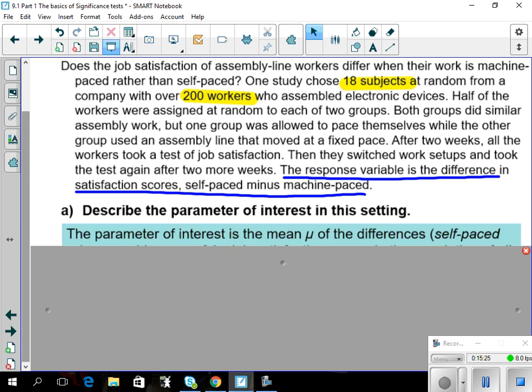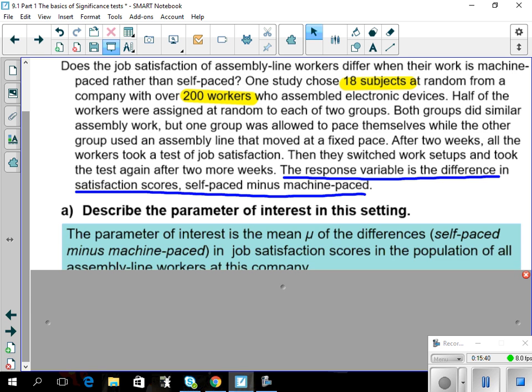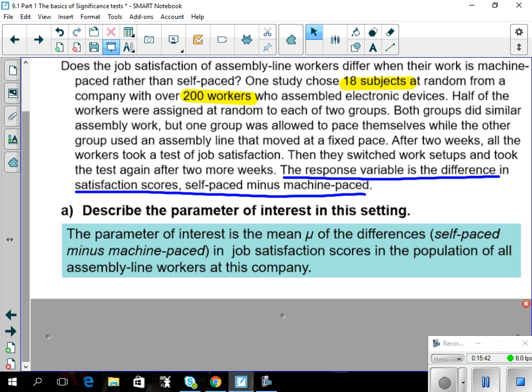So my question becomes, what's the parameter of interest? What's the parameter? What are we trying to make claims about? Job satisfaction. Okay, it's the difference, right? Because in this scenario, there were two of job satisfaction. So rather than just say job satisfaction, we have to think about the two different scenarios. We're looking at the difference here in this particular case. Okay, good.